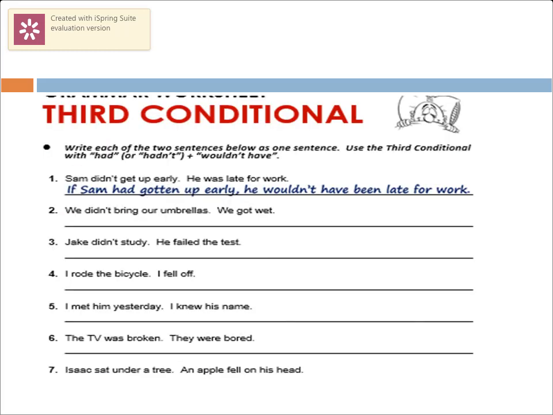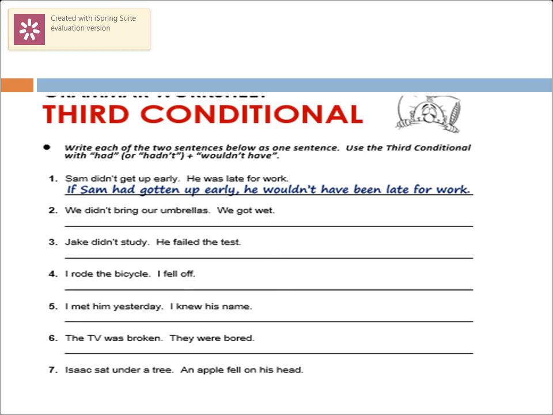Okay, now I have given you a little exercise to do so that you might be more able to understand the third conditional. Now here we have some sentences, situations, and we are to use the third conditional. Sam didn't get up early, he was late for work. So we can write it in this fashion: if Sam had gotten up early, which he did not do, he wouldn't have been late for work.